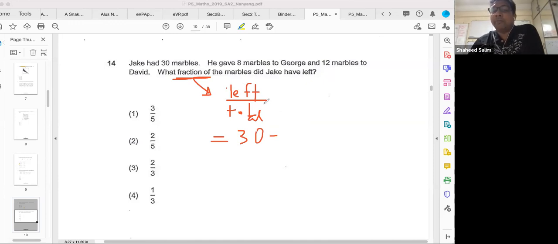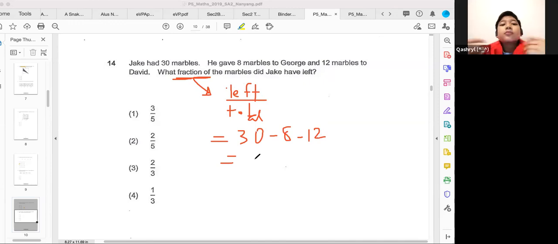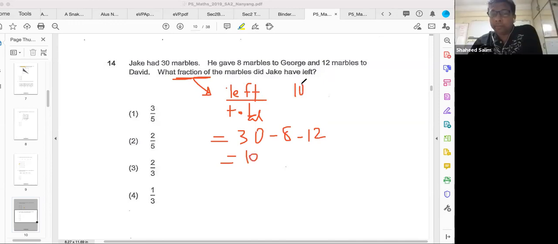Let's find the number of marbles left. He got 30 marbles. He gave 8 away to George, and then he gave another 12 away. So when you minus this, 30 minus 8 gets 22. 22 minus 12 is 10. 10 marbles left, so you put the 10 on top. Total number of marbles is 30. Cancel the 0, divide by 10, divide by 10, and you get 1 over 3.